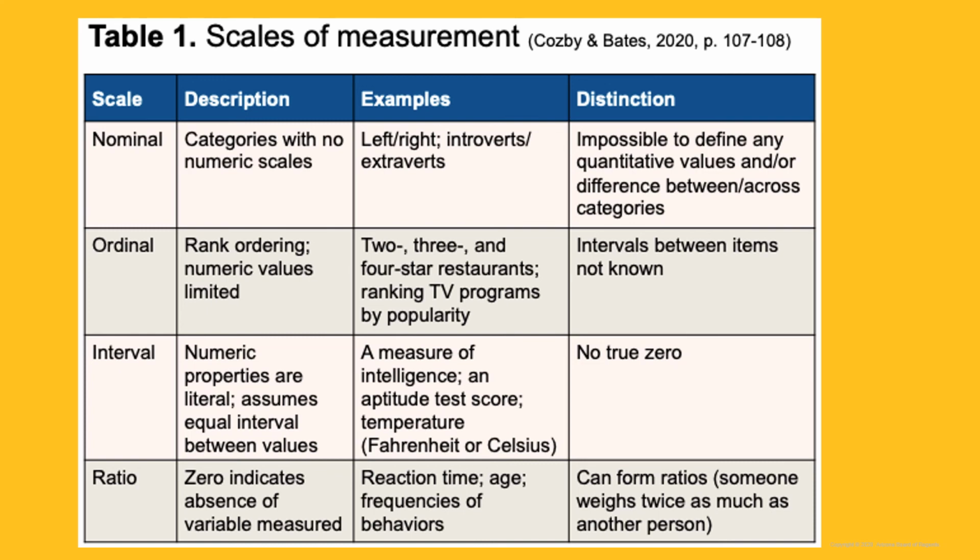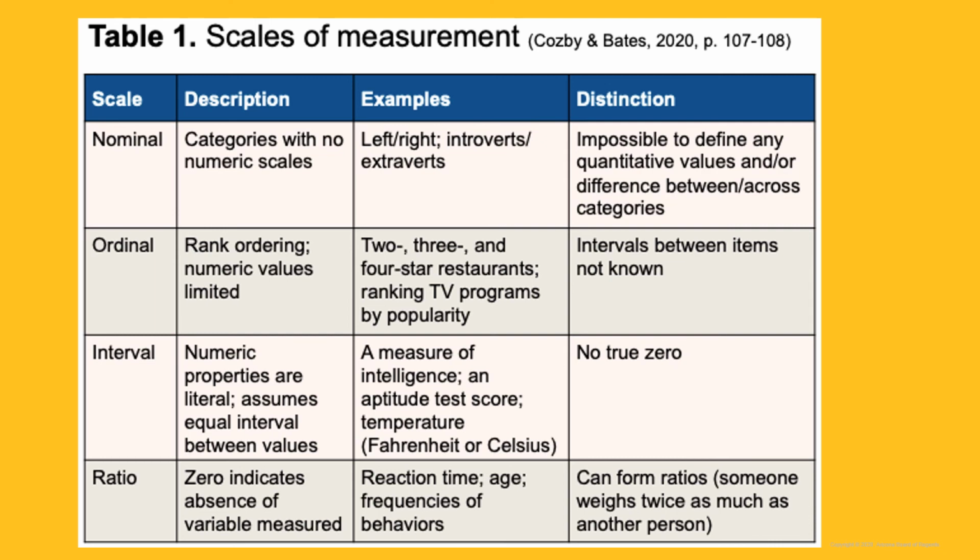The example given here is like left-handed people versus right-handed people, or introverts versus extroverts, but it doesn't necessarily have to just be two categories. It can be multiple categories. The main point here, though, is that there is no numerical way to really differentiate between these categories or assign any real value to the categories.